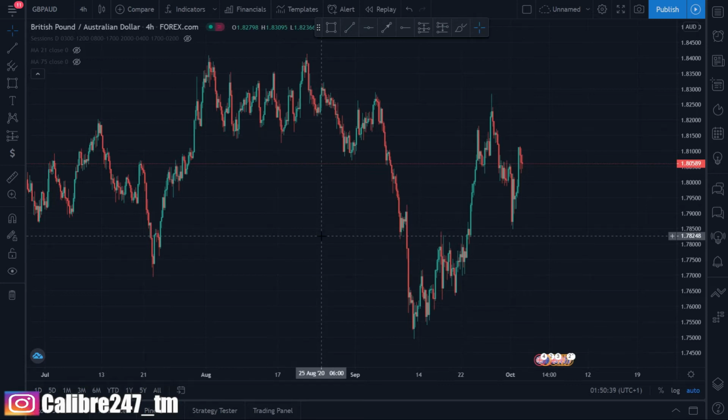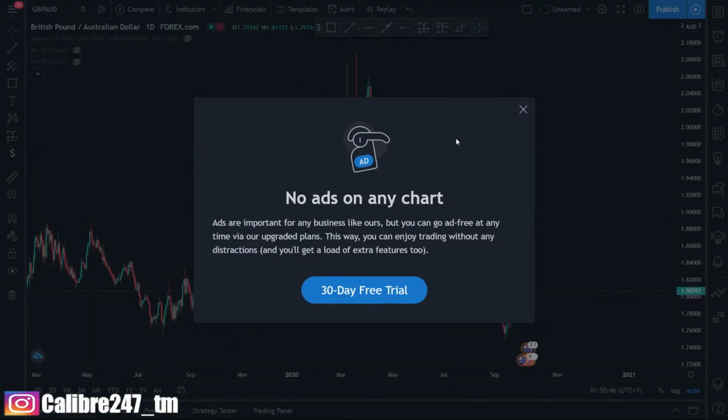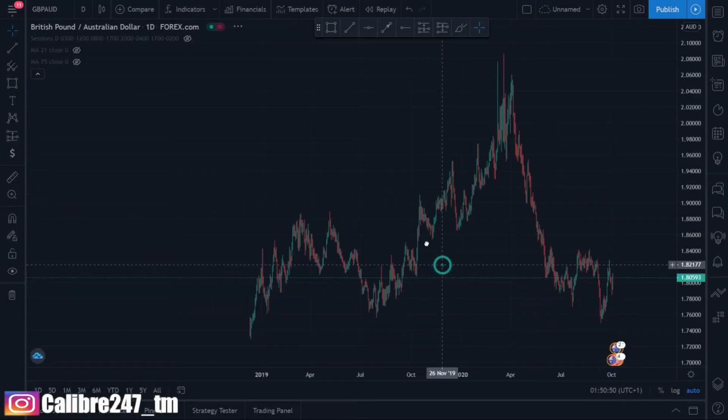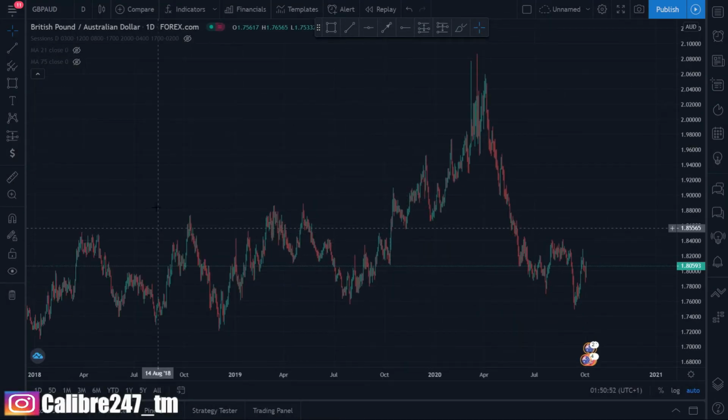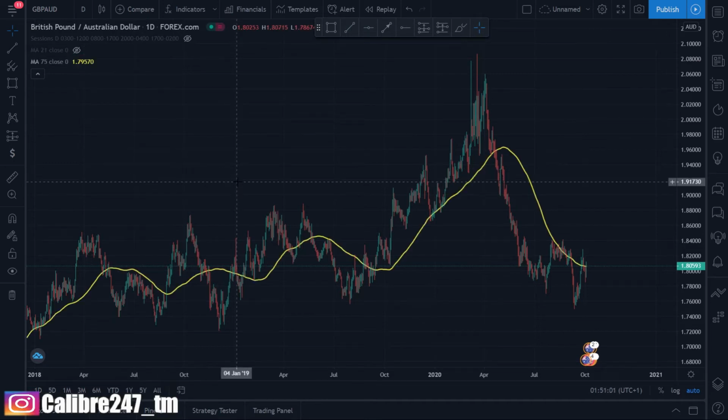So we're going to have to go back to the daily time frame. Remember, this pair is GBPAUD, and what's happening here is that I'm going to put some moving averages, and you're going to see the magic that I'm talking about. So basically, we're going to have a moving average 75, right? The period is 75 and it's yellow in color. So what gave me the signal with this pair is quite simple.